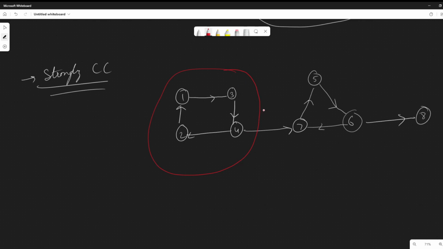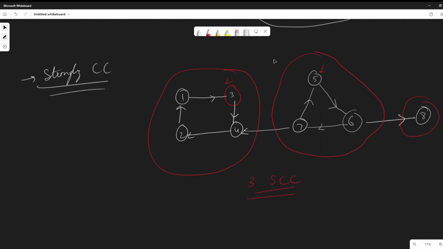But suppose we can't reach from 3 to 5. So this is not strongly connected. If we are standing on node 3, we can't reach 5. So this is another strongly connected component, and this is another strongly connected component. We can reach 5 from 6 or 7. Similarly, there are three strongly connected components.